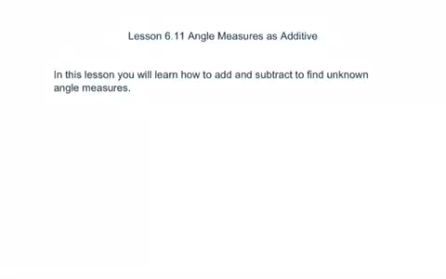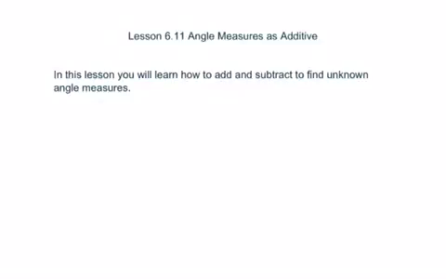Hi boys and girls, this is lesson 611, Angle Measures as Additive, it's called. And I want to tell you, this kind of lesson is one of my favorites. I kind of feel like I can be a little bit of a detective when I'm doing it, so I really kind of like it. So in the lesson, you're going to learn how to add and subtract to find unknown angle measures.